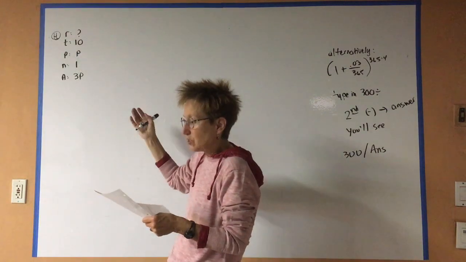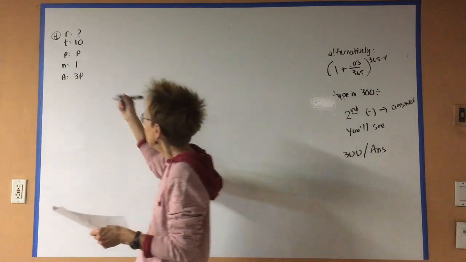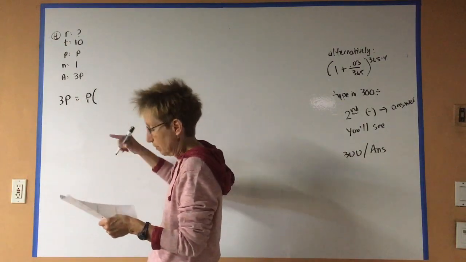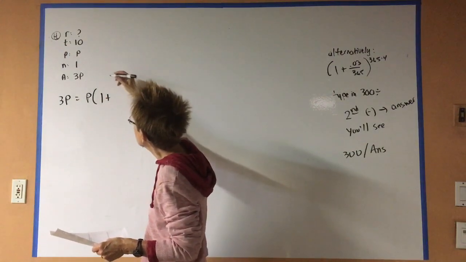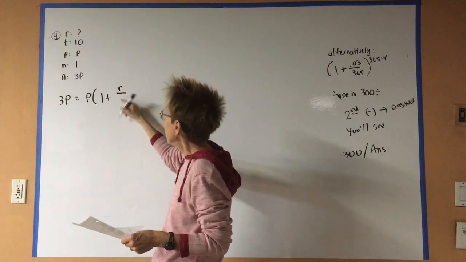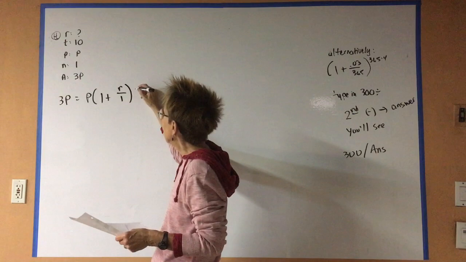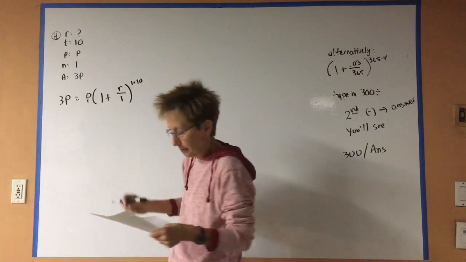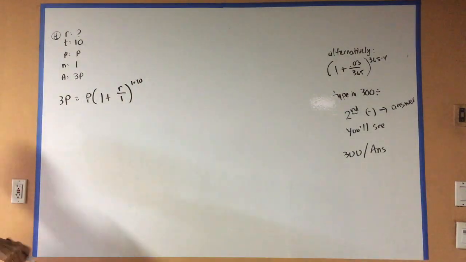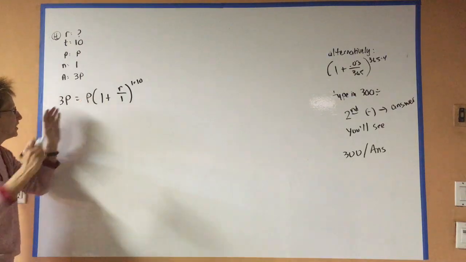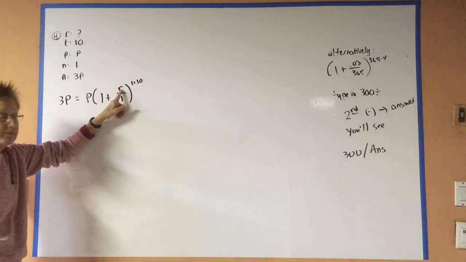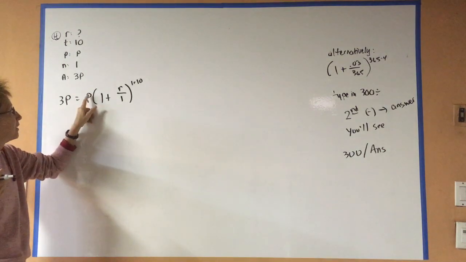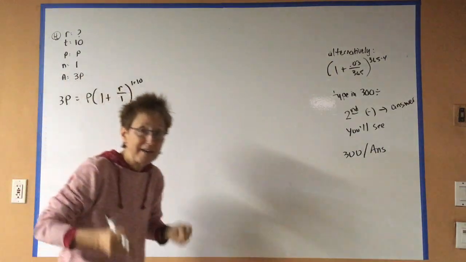So what formula am I going to use? I'm going to use the compound interest formula, which says future value, which is 3P, is equal to present value, which is P, multiplied by 1 plus the interest rate, which I don't know, over N, which is 1, all to the power of N, which is 1, times T, which is 10. 1 times 10. So this is what I have to figure out, but you still look at this and you go, wait, there's too many unknowns here. It's the interest rate I'm trying to figure out, but then I also have this P that I don't know.